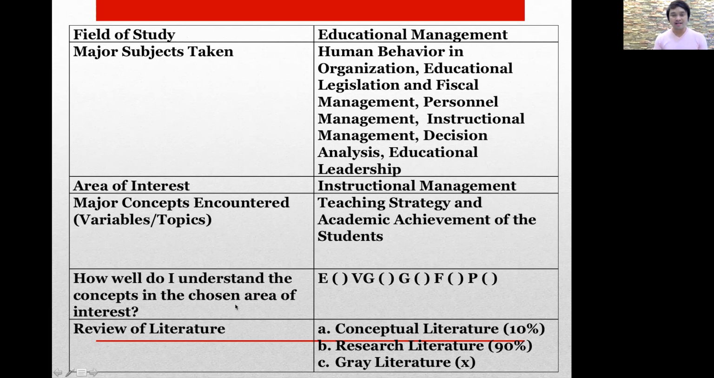Kasi hindi ko matatanggap na kayo na namili ng topic, area of interest nyo pa, favorite topic nyo pa, tapos nilagay nyo rito poor or fair. So dapat either excellent or very good lang.